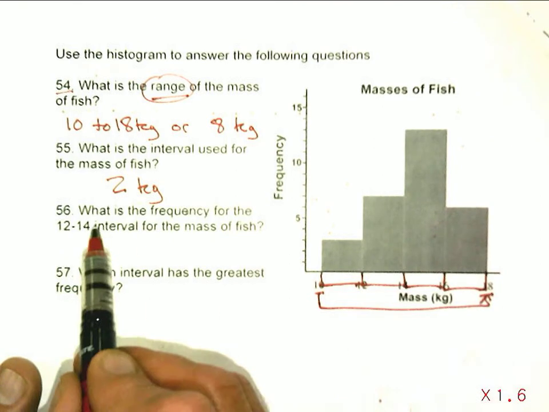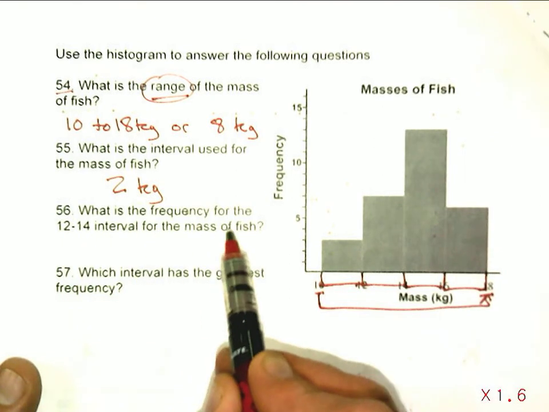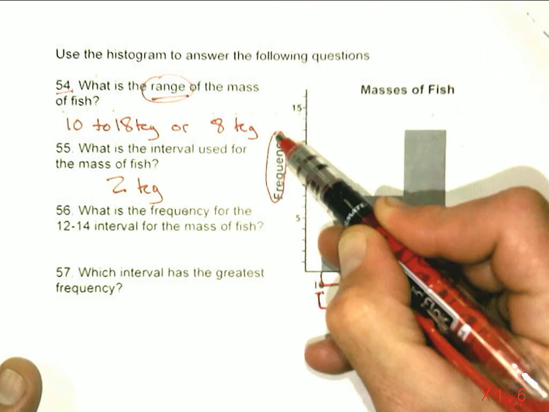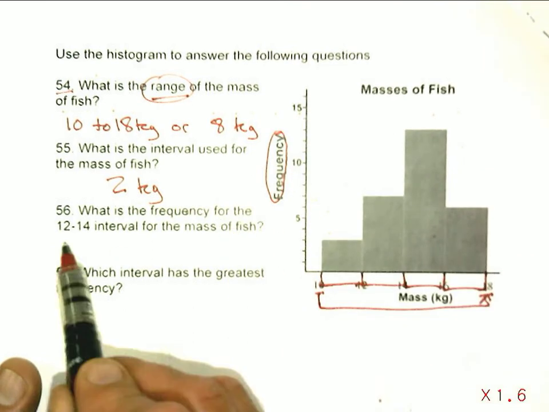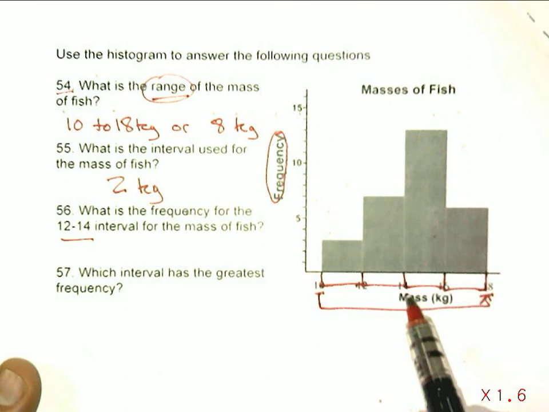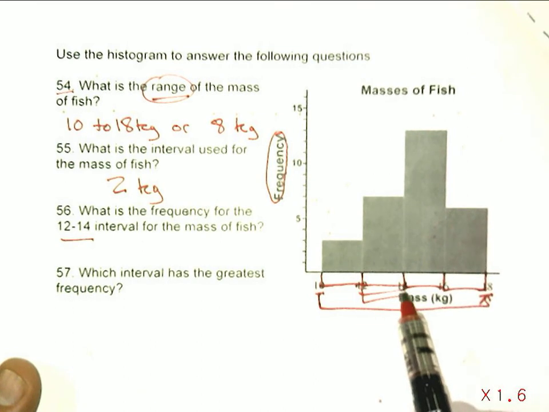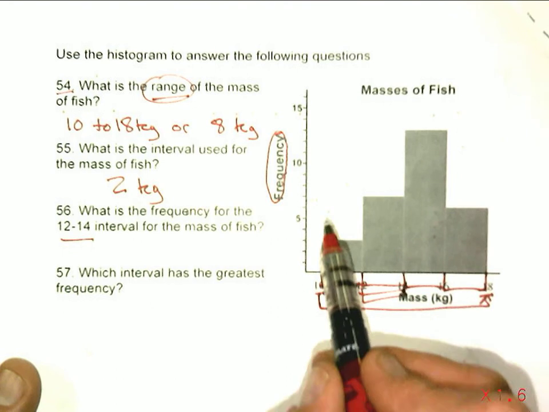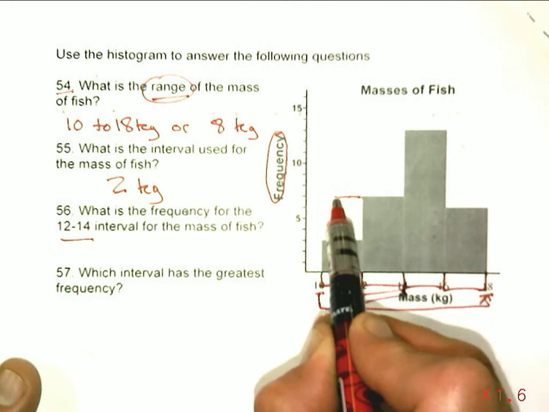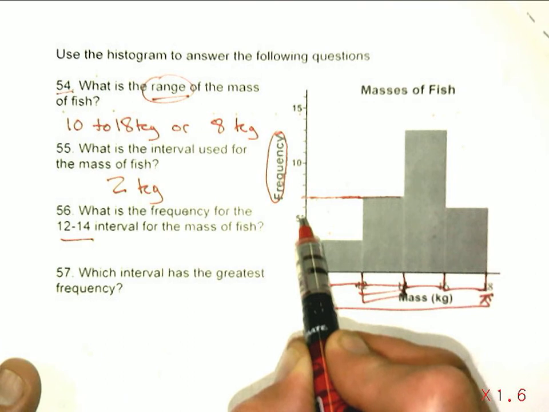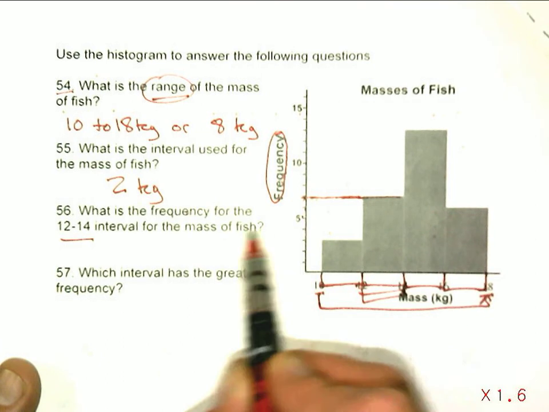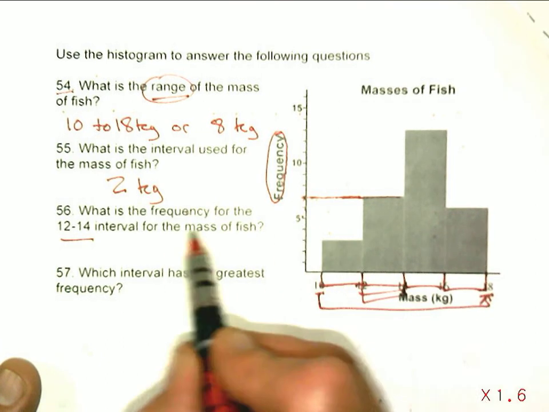And then we're asked in 56, what is the frequency? So here we're talking about frequency for the 12 to 14 interval. So we're in this interval right here, the 12 to 14 interval, and we want to know what the frequency is. So in other words, we want to find where that bar is. What's that bar at? In this case, the frequency is 7. So it goes up 5, 6, 7.